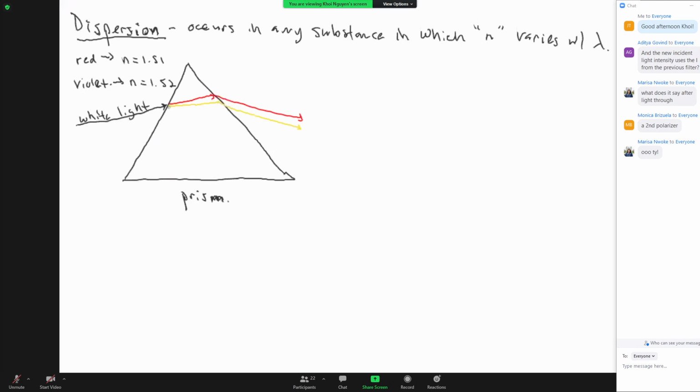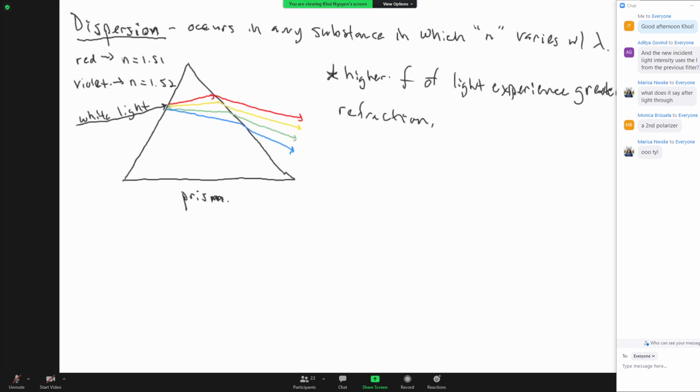Sorry, I don't have yellow, orange, or violet. What we see here is that higher frequencies of light experience greater refraction. And this has to do with the transverse nature of light.